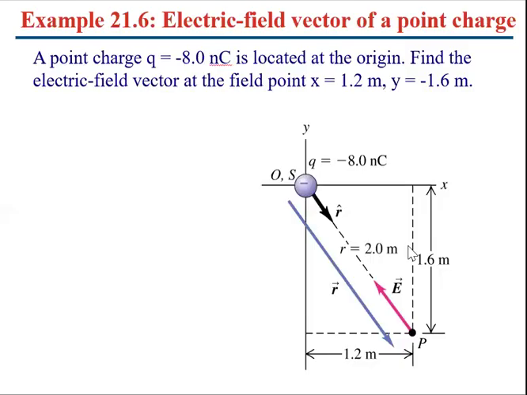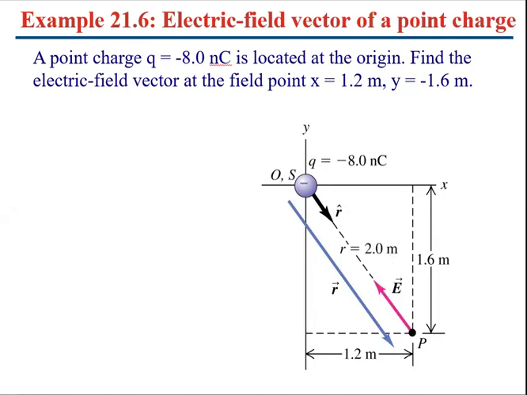Okay, good. Let's take this example. A point charge q equal to minus 8 nanocoulomb is located at the origin. Find the electric field vector at the field point x equal 1.2 meter and y equal minus 1.6 meter. So we have a negative point charge. The electric field is inward.